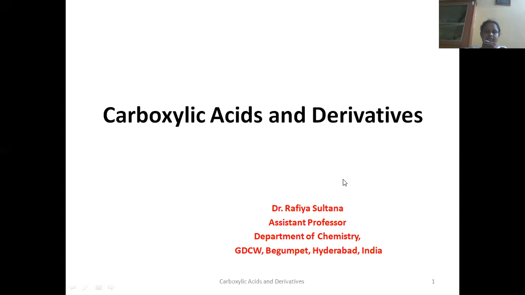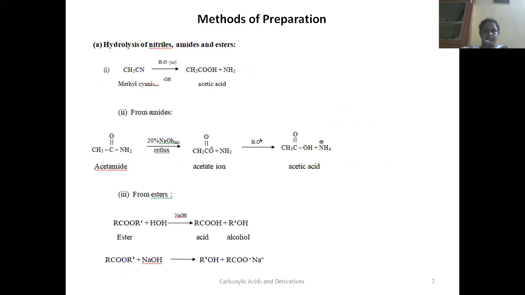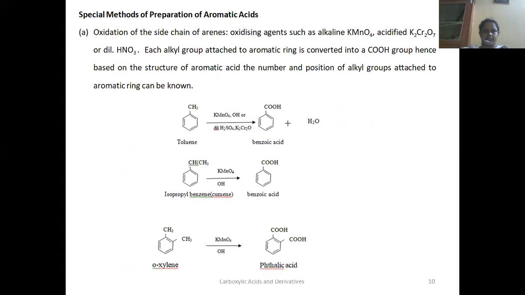We were discussing this chapter of organic chemistry, that is carboxylic acids and its derivatives. In the previous class, we have seen the carboxylic acids, their nomenclature, and we have also seen the aliphatic carboxylic acid preparations. In today's class, let us see aromatic carboxylic acid preparations and a few chemical properties. Let us discuss the preparation of aromatic carboxylic acids.